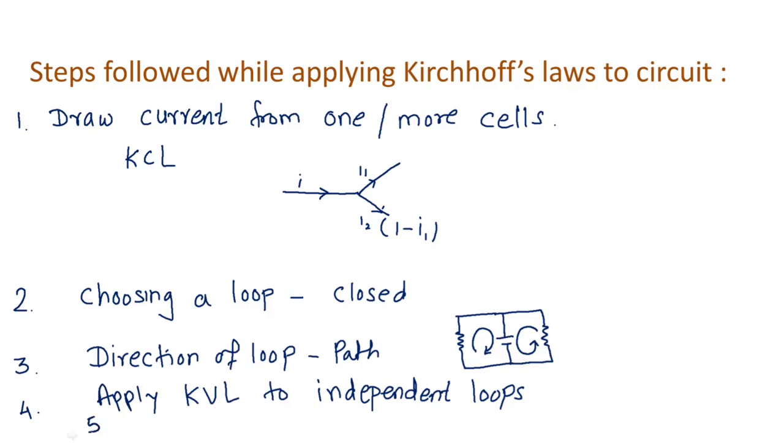And the last step, solve the equations obtained simultaneously. In case the answer of a current variable is negative, it means the conventional current is flowing in the direction opposite to that of the chosen direction. Thus, applying KCL and KVL, Kirchhoff's current law and Kirchhoff's voltage law, to a complex circuit, we can determine the potential drop and current flowing through complex circuits.